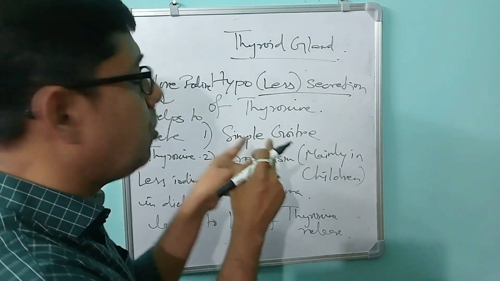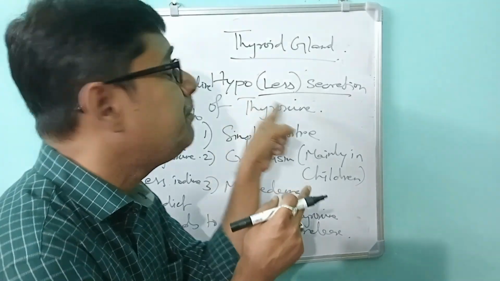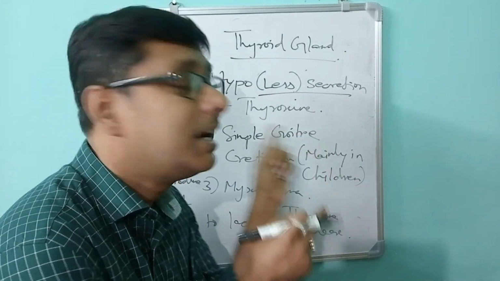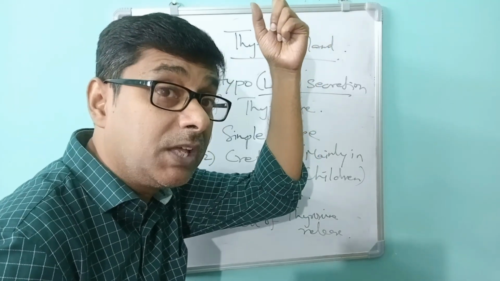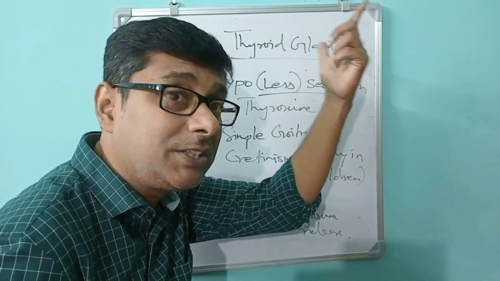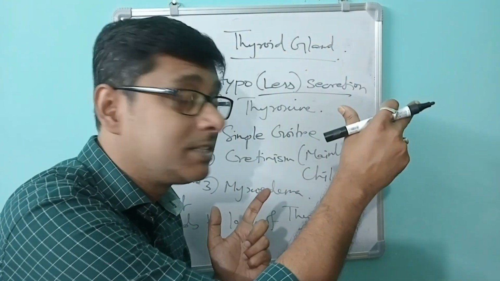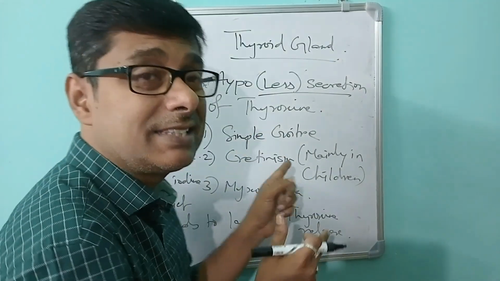So simple goiter is caused due to hyposecretion of thyroid. That is hyposecretion when thyroxine is secreted in less amount. And exophthalmic goiter is released due to hyperthyroidism when more thyroxine is released. Okay, simple goiter, less thyroxine.